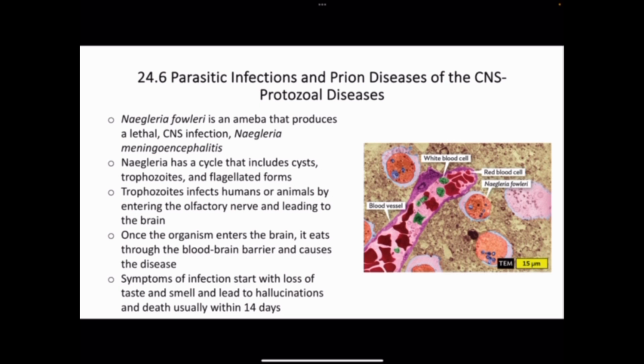Once the parasite reaches the brain, it begins to eat the blood-brain barrier, which causes the disease mentioned. Once a patient has this infection, the symptoms begin with loss of smell and taste, and it leads to the patient hallucinating and dying within just 14 short days. The time between diagnosis and death is usually short, like other protozoal infections, because the disease progresses rapidly and is not commonly seen. There is no standard treatment for this infection, but if it is caught early, there have been trials or methods for drugs to try and resolve it.